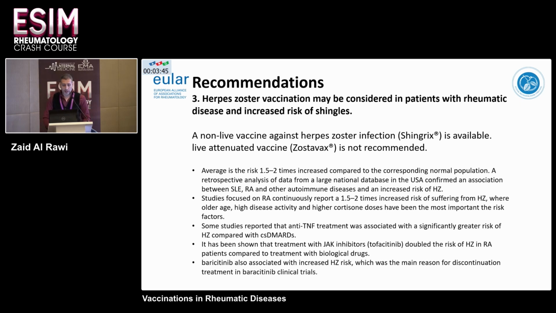The non-live vaccine, called Shingrix, is available. The other one, the old one, is the live attenuated Zostavax. This one is not recommended. We have noticed that there is an increase in herpes zoster infection after our medication, especially with a specific medication class called JAK inhibitors, tofacitinib and the other JAK inhibitors. We highly recommend having this vaccination. According to guidelines, above 50 years old we should vaccinate against it. Under 50 years old, with a rheumatic disease and a medication that we use, yes, we should also give this vaccine.